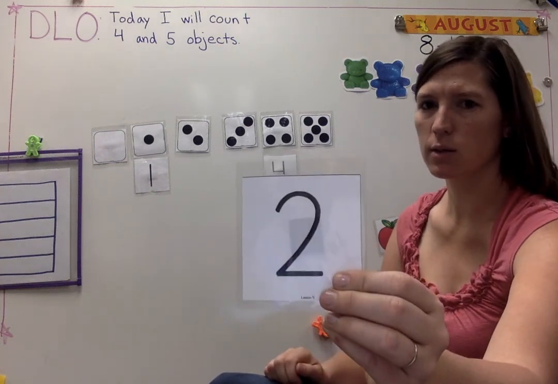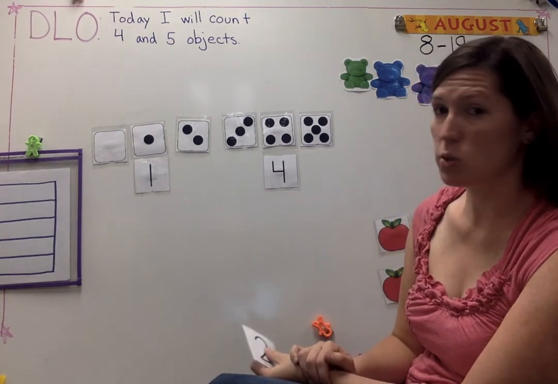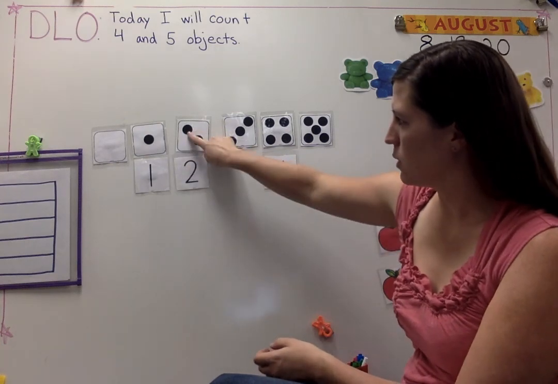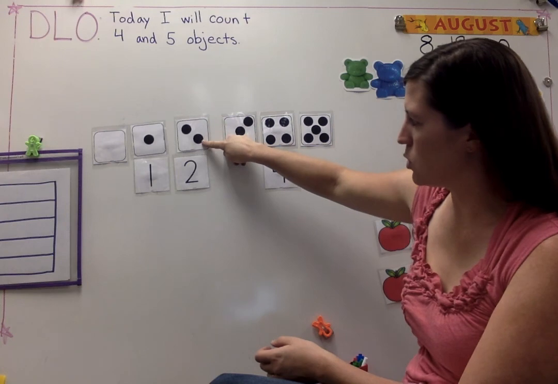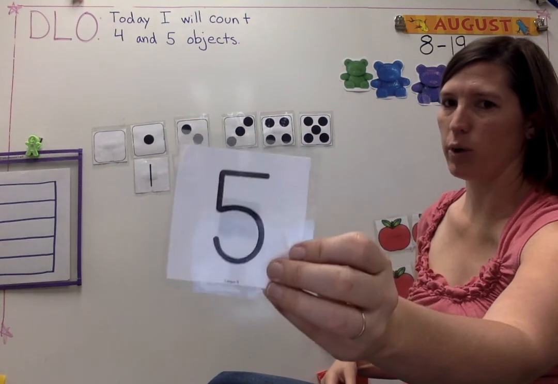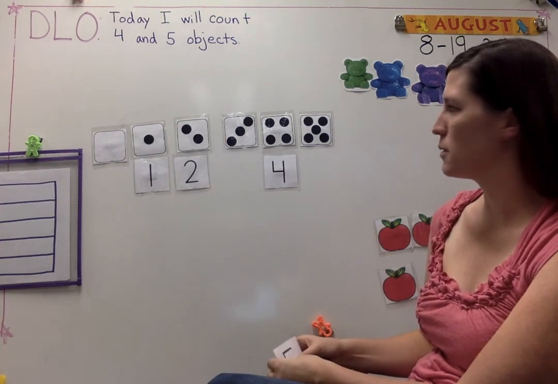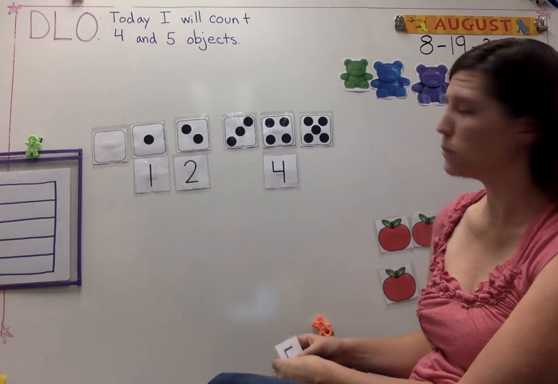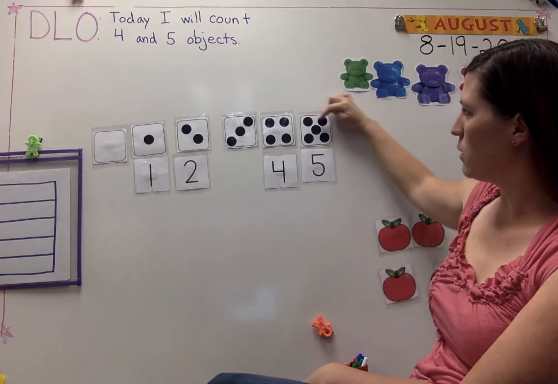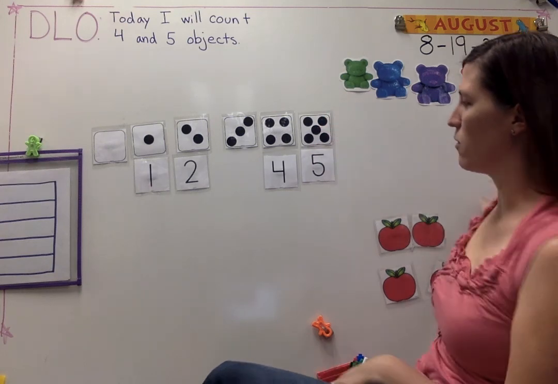What number is this? 2. Let's find the one with 2 dots. Do you see it? Point to it. There it is. Count the dots. 1, 2. There's the number 2. How about, what's this number? 5. Where's the one with 5 dots? Do you see it? I do. Here it is. Help me count the dots. 1, 2, 3, 4, 5.